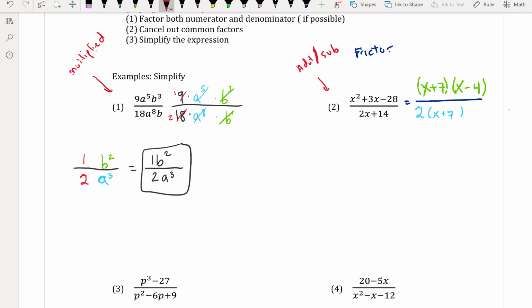Now I want to cancel out common factors. So this is an x plus 7, that can be canceled. And that's an x plus 7, so that can be canceled. So now I just simplify the expression. So my final answer here, I'm going to have my x minus 4 over 2.